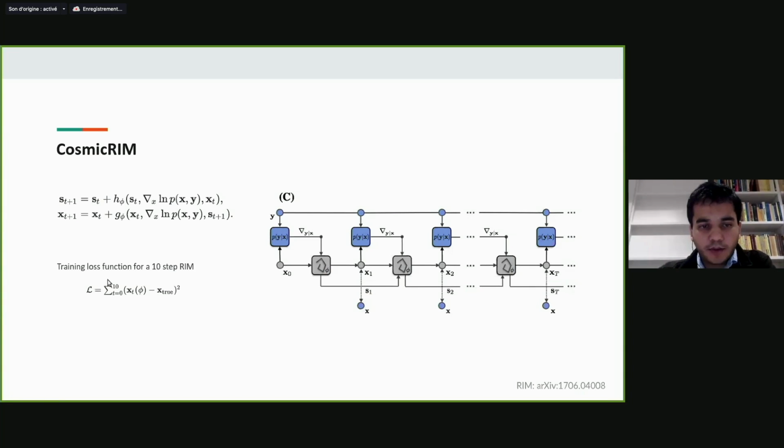You can play games like weighting this so that you weight the later iterations more than the first iterations. But in our experiments, we found that just equally weighting all of them performed the best.